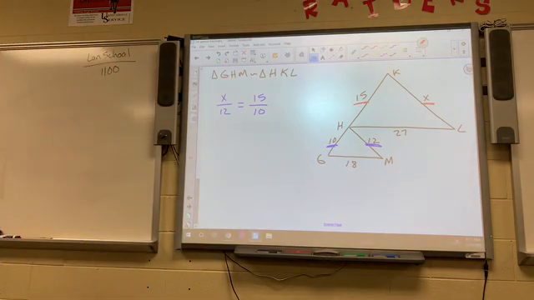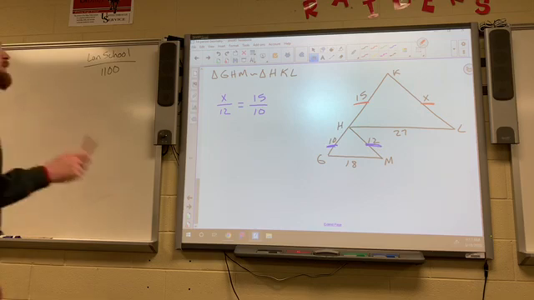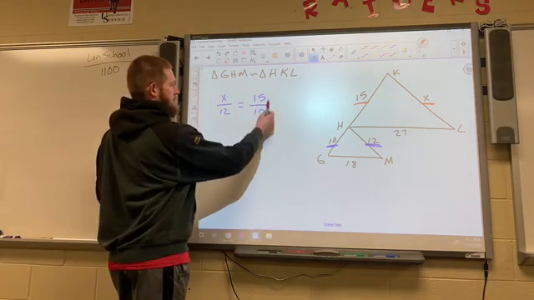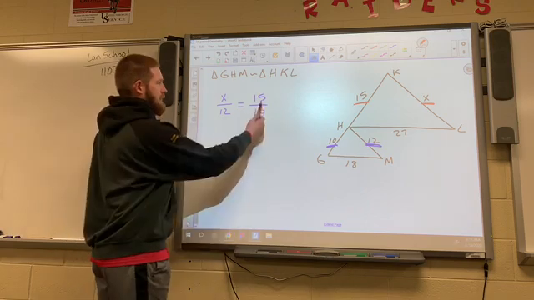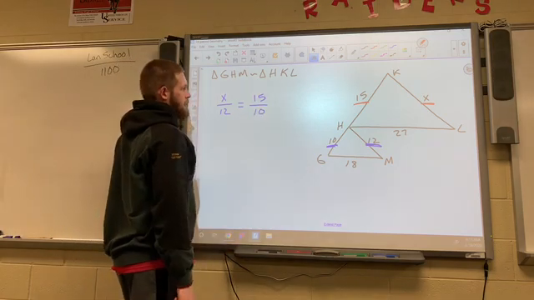Okay? Now, there's a couple things you could do here. Some people like to just go ahead and cross multiply, okay? And we're going to do that eventually, okay? I would recommend reducing this fraction as much as possible just to make it a little easier on yourself. So I look at this, I see I can take a 5 out of both of these.